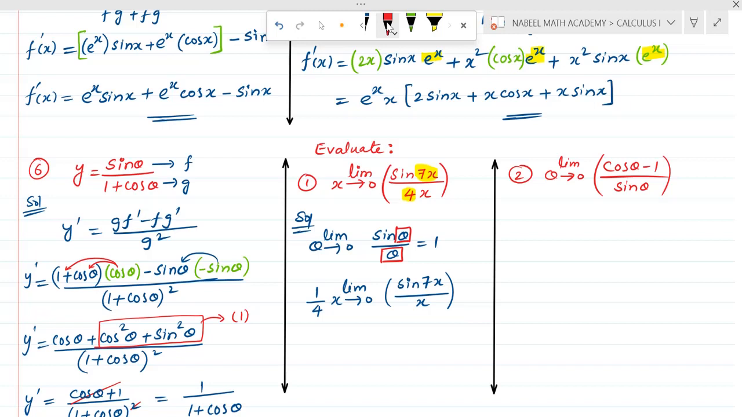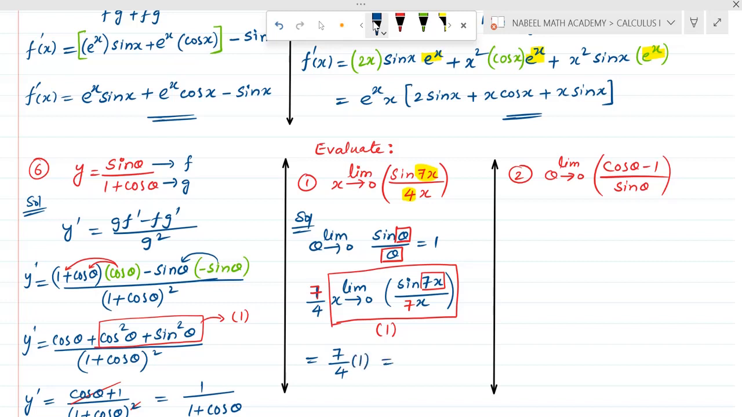Now I make an adjustment. I multiply by 7 and I divide by 7. Why are we dividing by 7 particularly? Because I need this part. That's why I make it 7 here. If you divide by 7, I have to multiply by 7 in order to balance the equation. Now as per this result, this becomes 1. So the answer will be 7 over 4 into 1, which is equal to 7 over 4.